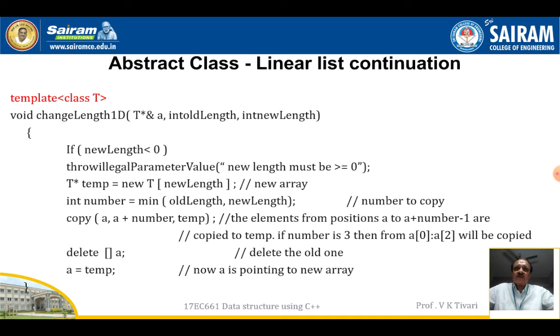Abstract class linear list continuation. We have to discuss the template form of class T. The program is defined here. You can go through it. It is copying, at last, the temporary value to the temp function, temp variable to a.